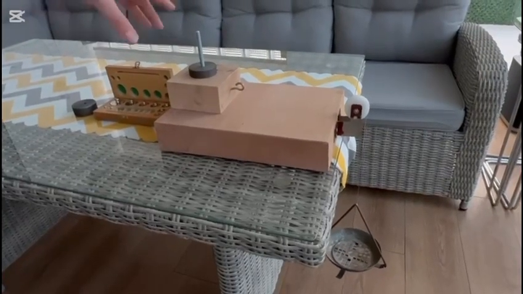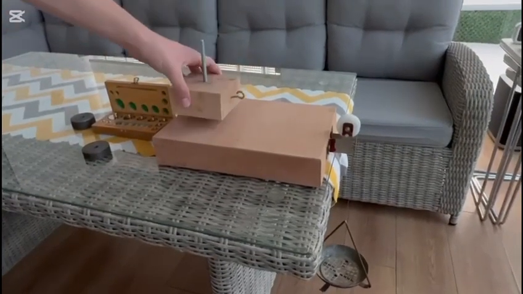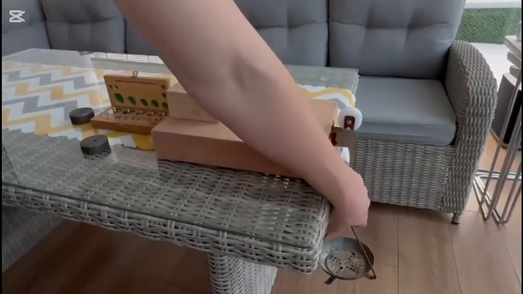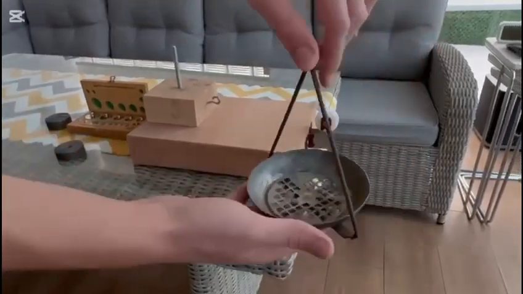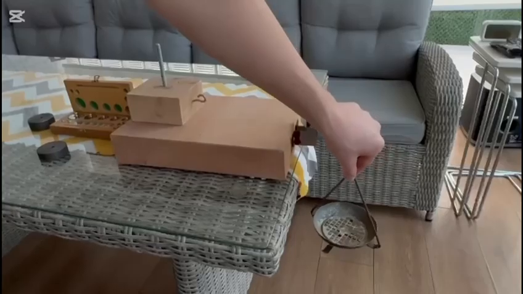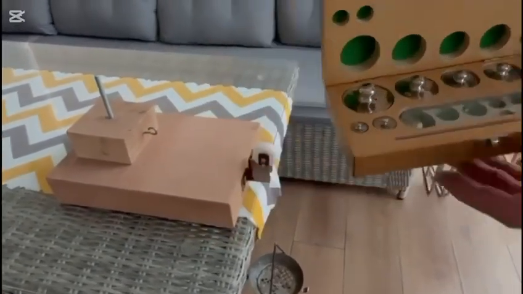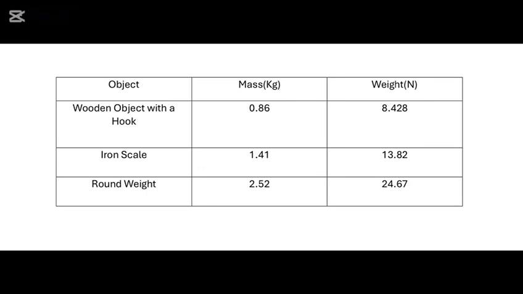In my experiment, I will investigate this relationship by preparing an experimental setup including a wooden surface with a pulley, a wooden object with a hook, a lightweight rope, and an iron scale. I have also known weights for this experiment. I have measured the masses and weights of the objects, and you can see the results.